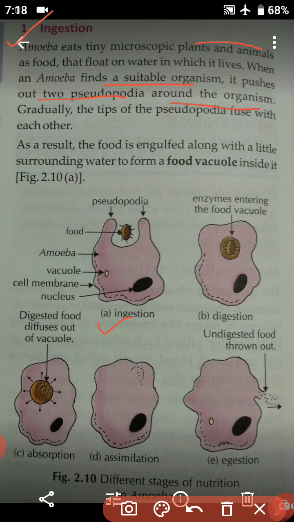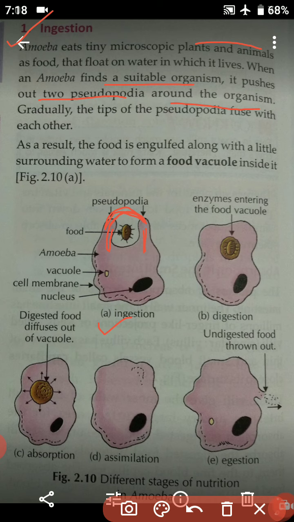So students, in ingestion, whenever the amoeba finds a suitable organism, it will just push out two pseudopodia. Here these are the pseudopodia. Okay students, these are the pseudopodia. So it is pushing out two pseudopodia. Okay, so gradually what happens? After pushing the pseudopodia around the organism, the tips of the pseudopodia will fuse together, forming a round shape.